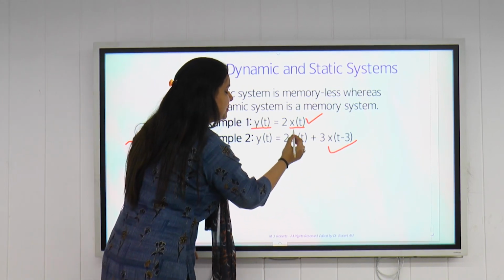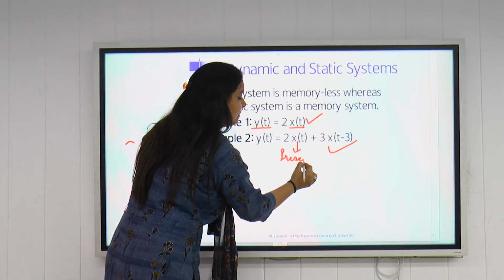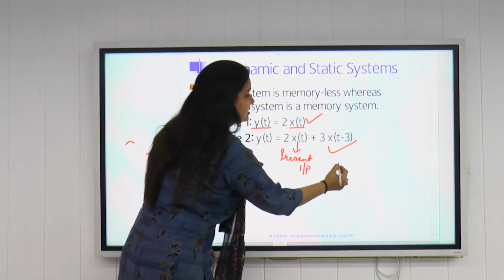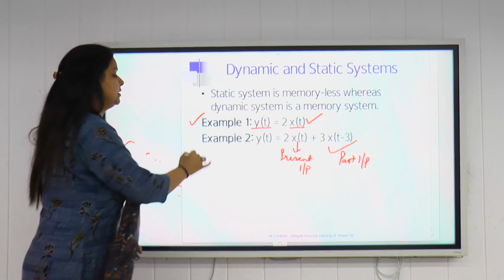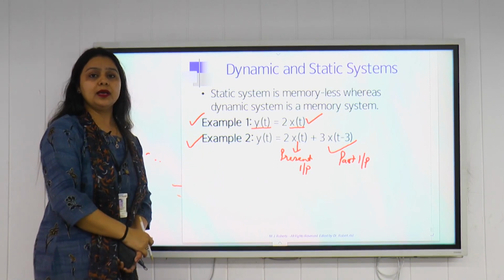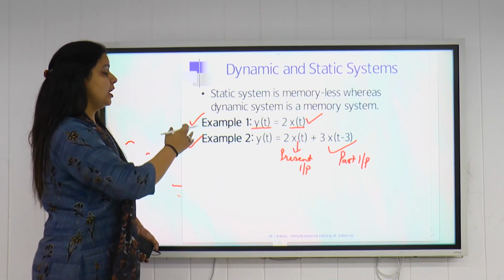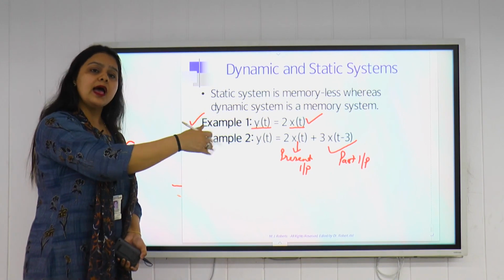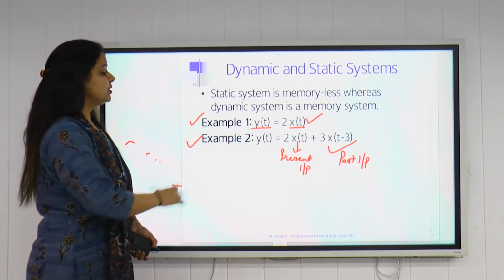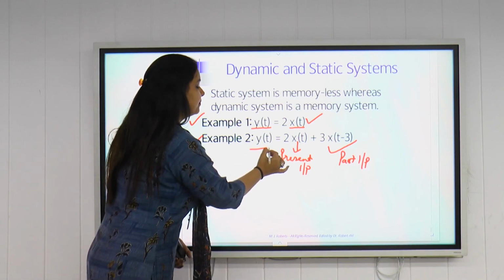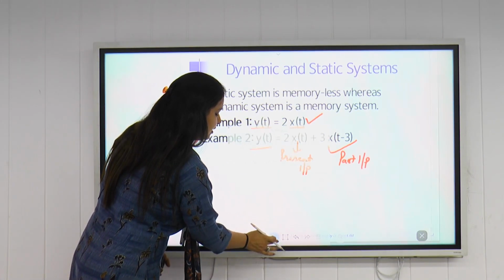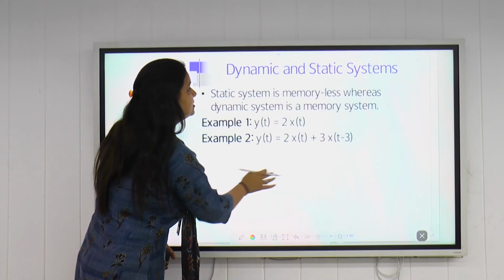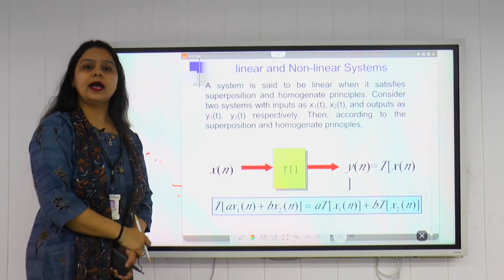So this is the present input and this is a past input. For static and dynamic, we can take these two examples. Any system whose output depends upon present as well as past inputs is known as a dynamic system. Coming to the next type of systems, we have linear and non-linear.